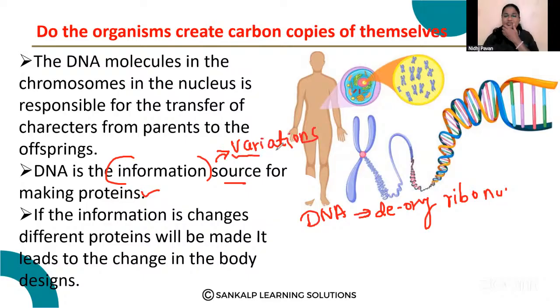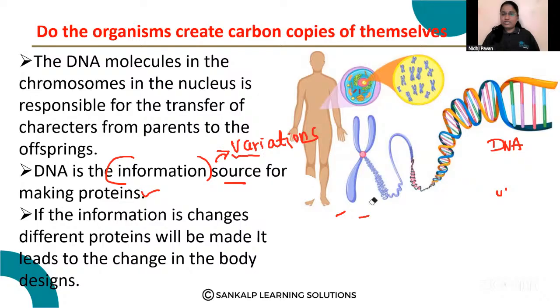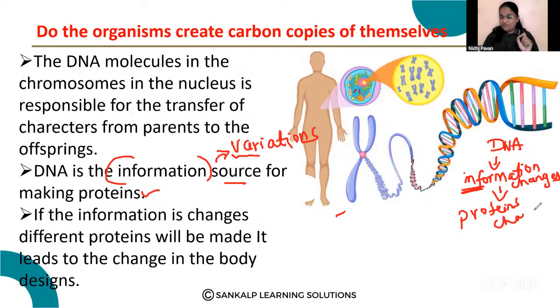Okay, so what actually happens? This DNA is there, no? Uma Shankar told the full form of DNA, deoxyribonucleic acid. Very good. So DNA will be having the information. What information does it have? It has the information to make the proteins, which will take care of the activities in the organism's body. But if this DNA information changes, the protein will change. If the protein changes, the character will change.